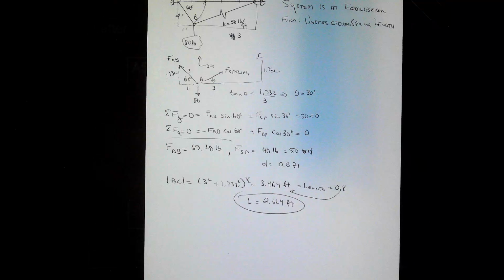As we go through this course, I expect you to get practice and do these things on your own. So I'm going to leave this for you to figure out. FAB, when you go to do the math, will work out to be 69.28 pounds. And F spring, FSP, will work out to be 40 pounds. Now, I'm leaving this for you to do. I hope you'll do it.